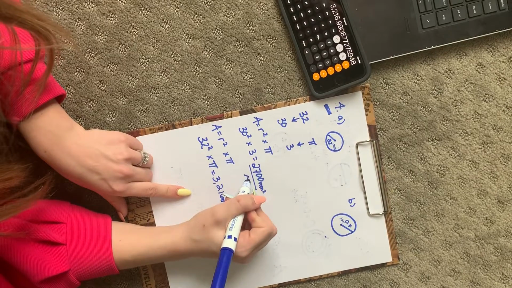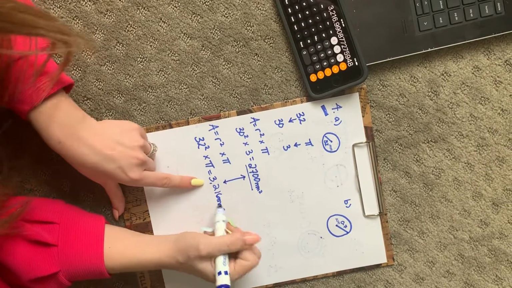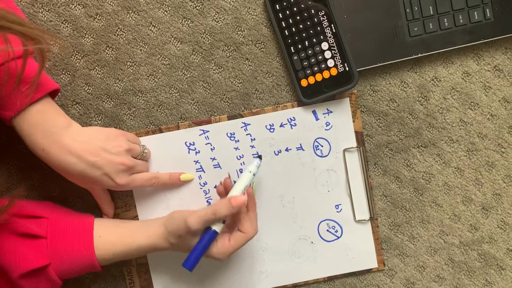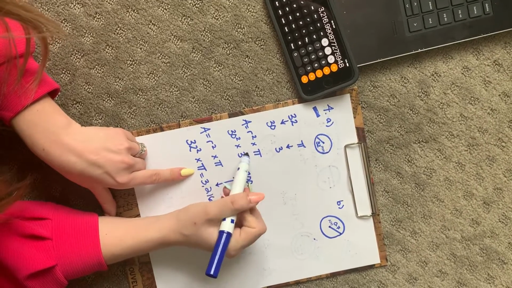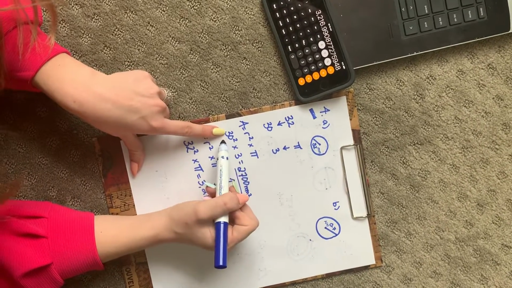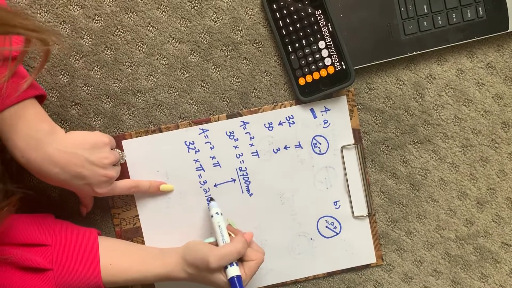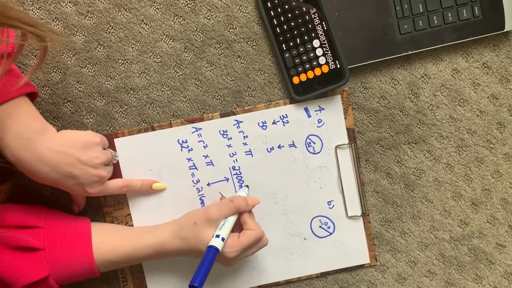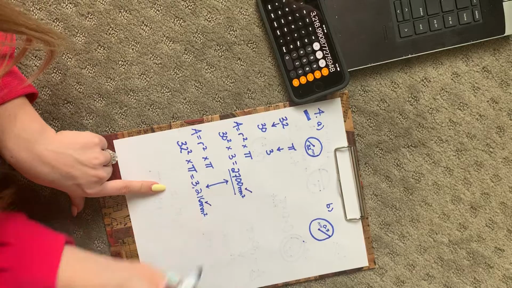So I have a bit of a difference between my actual answer and my estimation, but considering I changed the number pi and 32 to 30, that would explain this big jump. So I am happy with my estimation and I am happy with my calculation.